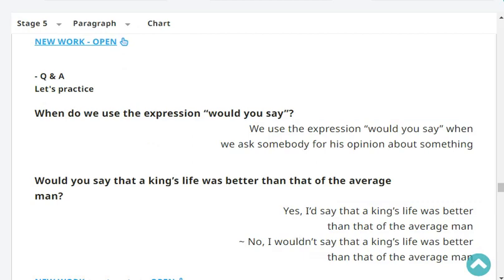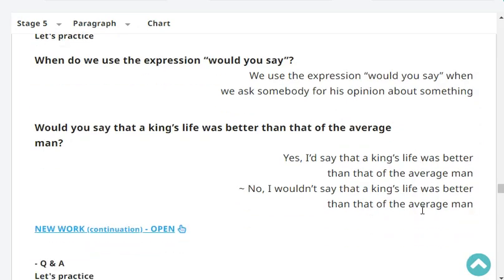When do we use the expression would you say? We use the expression would you say when we ask for somebody's opinion about something. Well, would you say that the king's life was better than that of the average man?